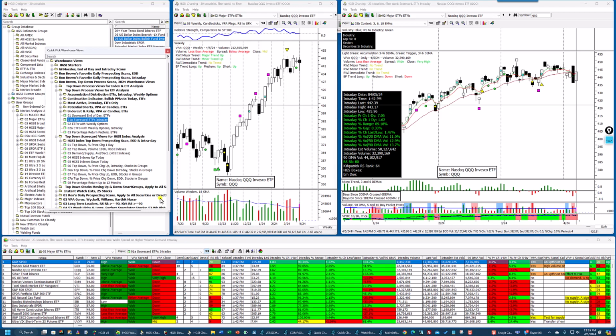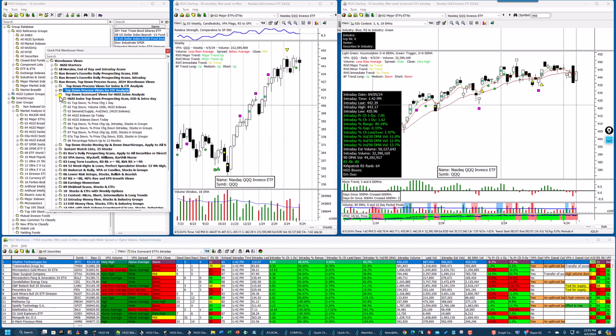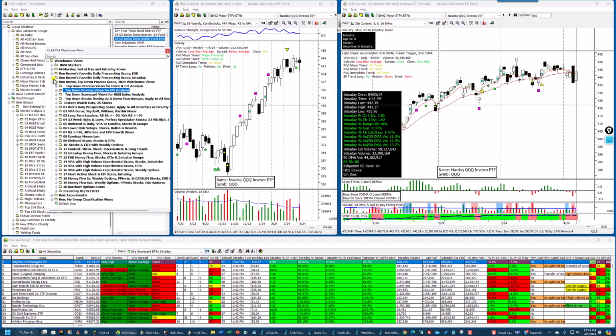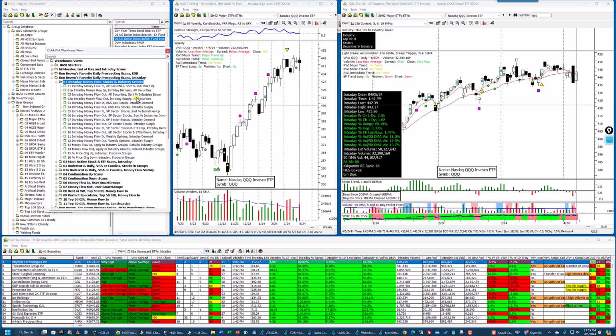Now, I want to know what's going on in the market, and I don't want to spend a whole bunch of time doing that. So what I'm going to do is go to all securities by holding the alternate space bar down, and it's going to leave this major ETF, ETN, and it's going to go to all securities. And now I'm going to go up here to my quick pick warehouse views, and I'm going to go up here to my favorite daily prospecting scans, intraday. And we're going to go to the intraday money flow, stocks and industry groups.